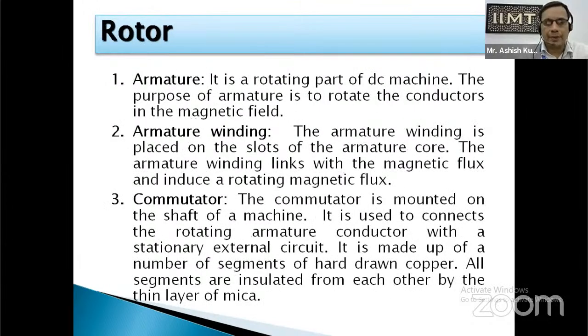Now, the other part, the rotating part of DC machine, is known as rotor. The rotor consists of armature, armature winding, and commutator. What is armature? Basically, the other name of rotor is armature. It is the rotating part of a DC machine. The purpose of armature is to rotate the conductor in the magnetic field so that electromechanical energy conversion can take place.